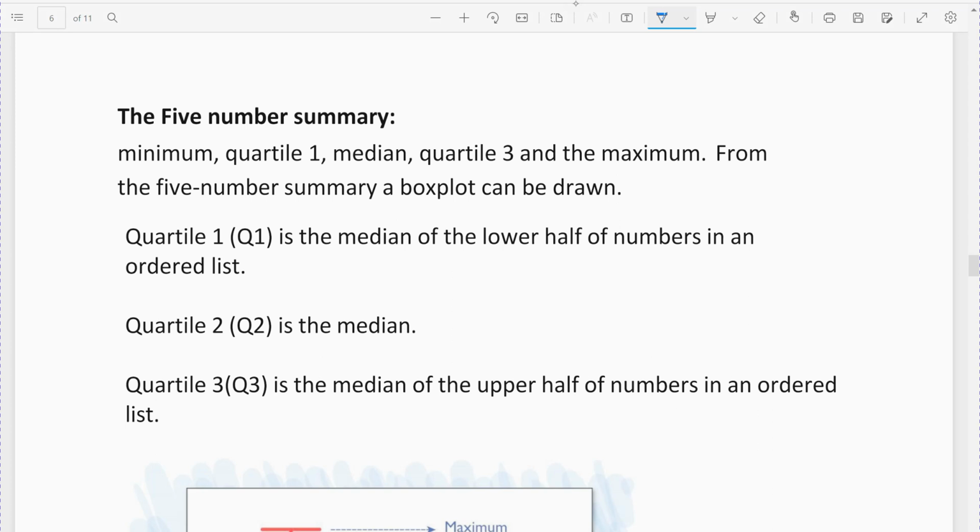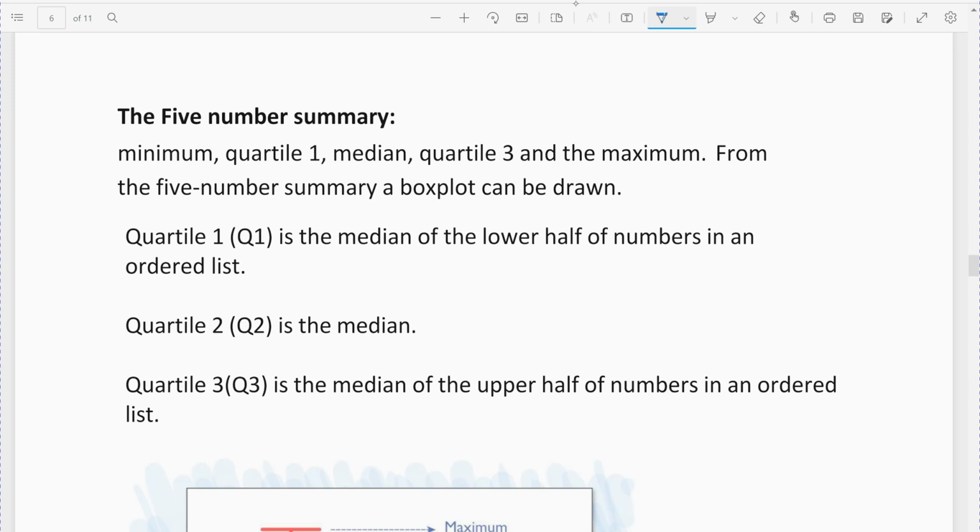We want to know the median, the middle value, and then we want to know what's called quartile 1 and quartile 3. The quartiles mean that's the 25%. You're going by 25. It's a quarter of the data set. So quartile 1 is the median of the lower half of the numbers, the 25% range.